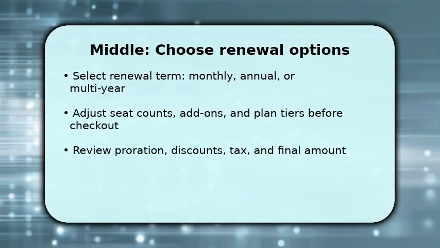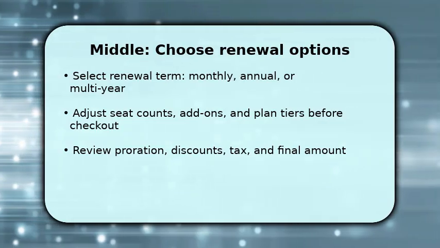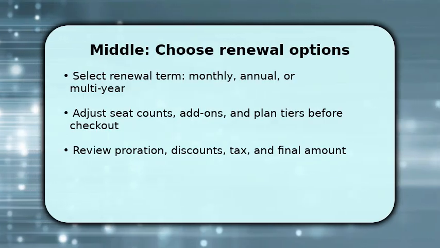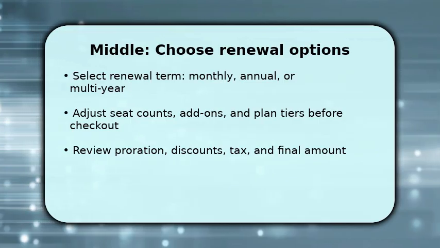Next, you select the renewal term and tailor the plan to match current needs. Choose monthly, annual, or multi-year billing because price and commitment differ. Then increase or decrease seat counts and add or remove add-ons so your invoice reflects actual users.